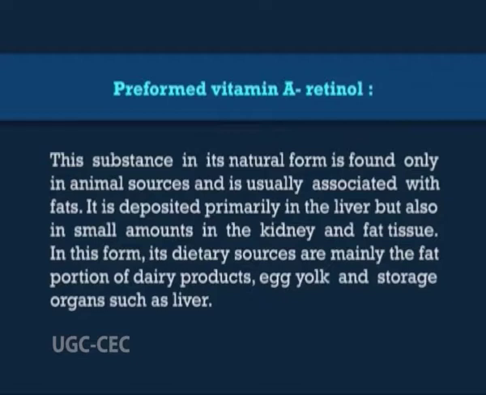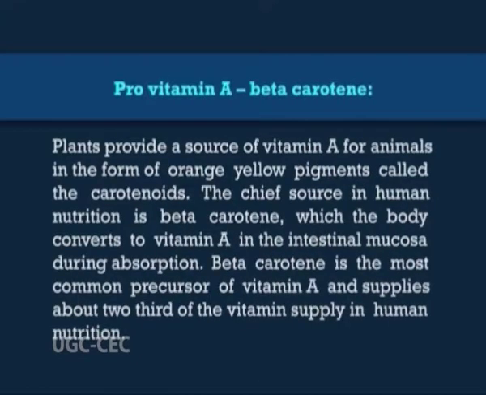In this form, its dietary sources are mainly the fat portion of dairy products, egg yolk, and storage organs such as liver. Plants provide a source of vitamin A for animals in the form of orange-yellow pigments called carotenoids. The chief source in human nutrition is beta-carotene, which the body converts to vitamin A in the intestinal mucosa during absorption. Beta-carotene is the most common precursor of vitamin A and supplies about 2/3 of the vitamin supply in human nutrition.